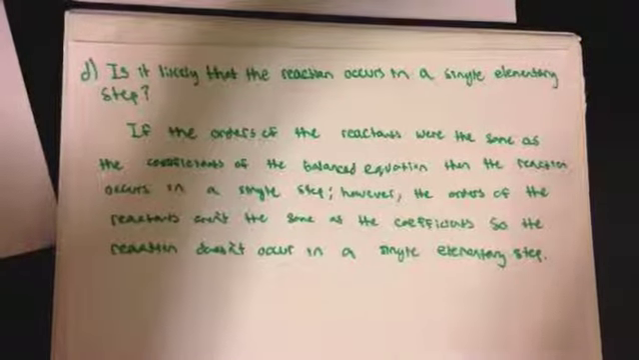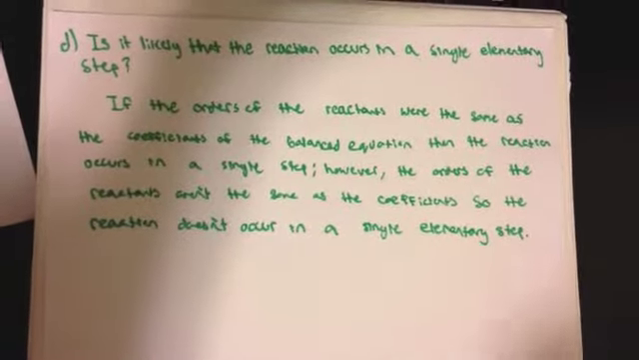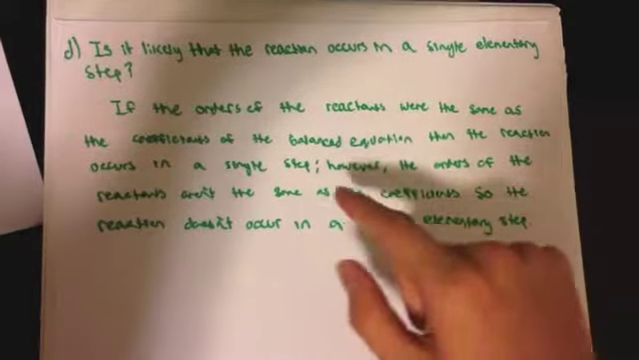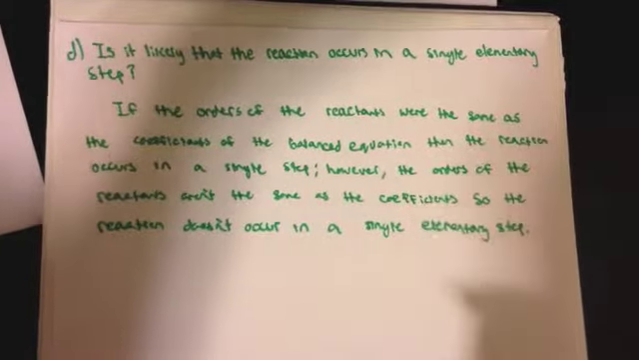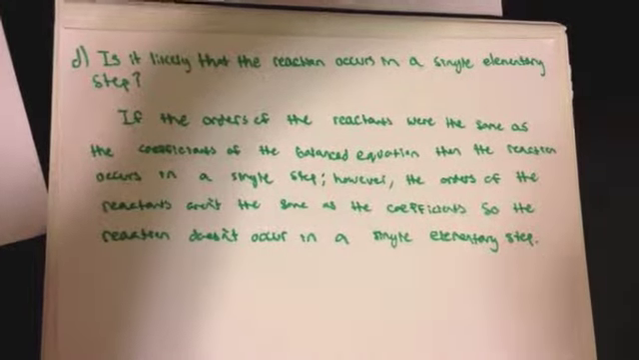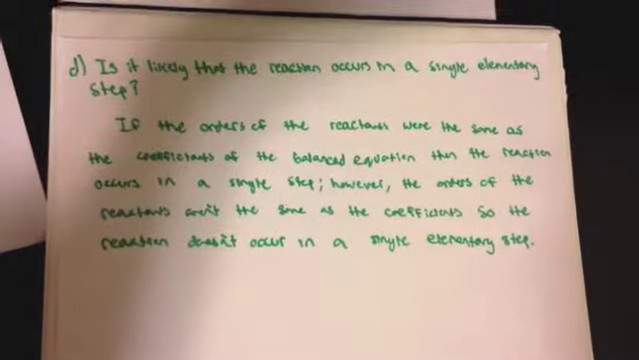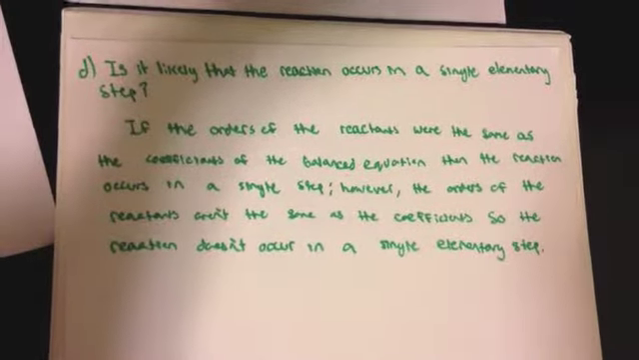D asks if it is likely that the reaction occurs in a single elementary step. If the orders of the reactants were the same as the coefficients of the balanced equation, then the reaction occurs in a single step. However, the orders of the reactants aren't the same as the coefficients, so the reaction doesn't occur in a single elementary step.